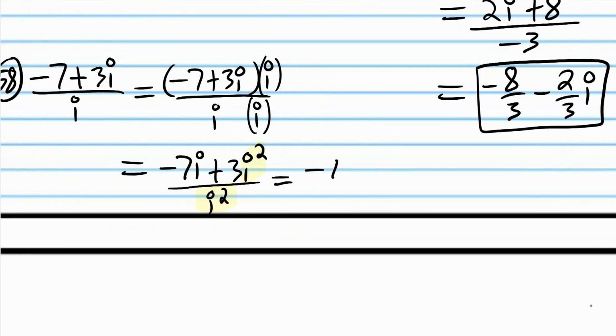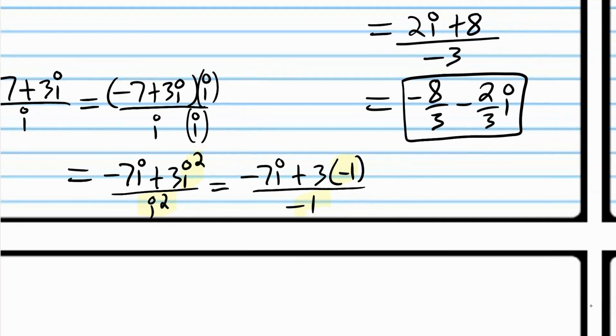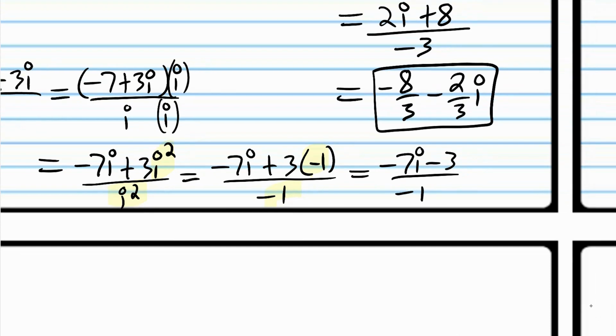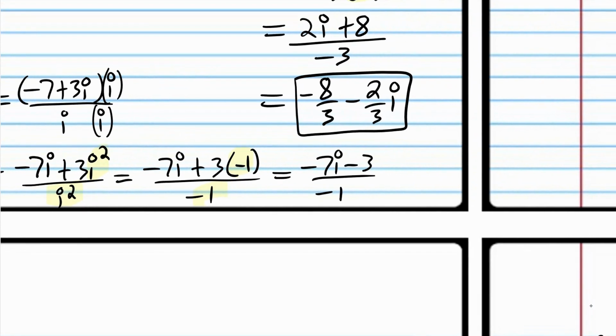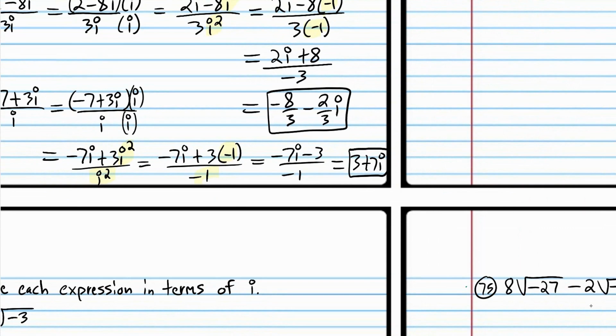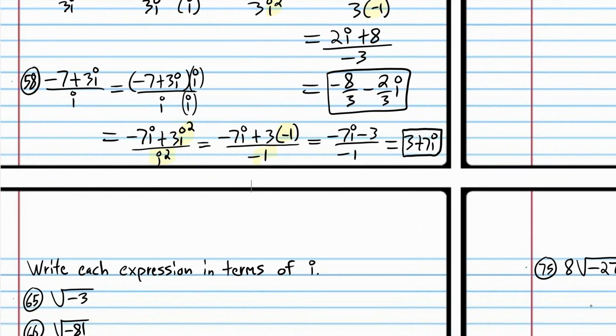So now we have negative 7i plus 3 times negative 1 over negative 1. So we have negative 7i minus 3 over negative 1. And when you divide by negative 1, it just changes the signs to positive. So you have 3 plus 7i. Again, rearranging those terms just because we like writing the real number first. So if you got that answer, good job.